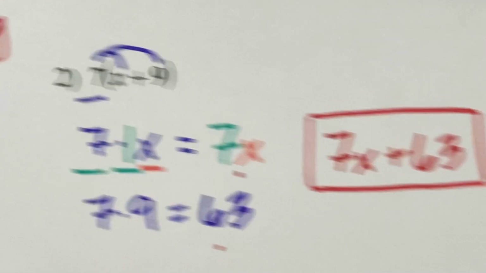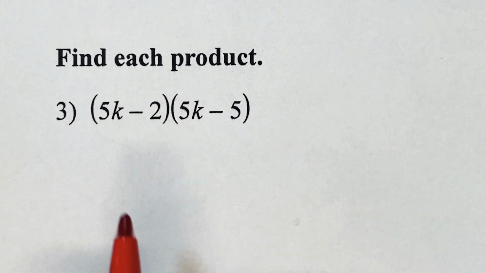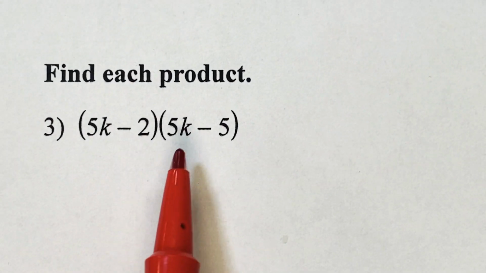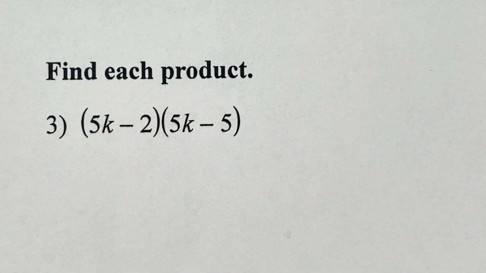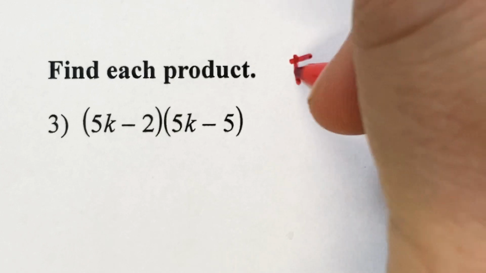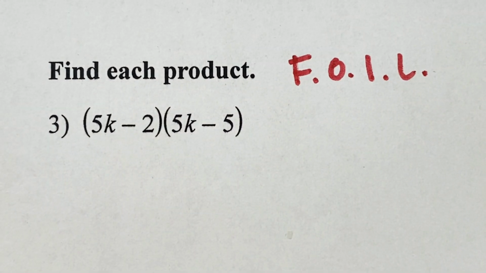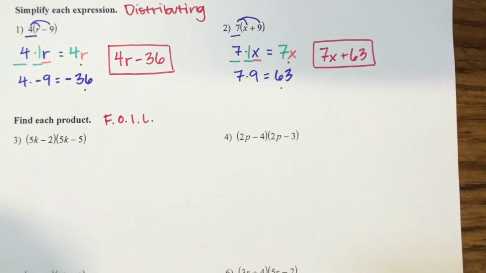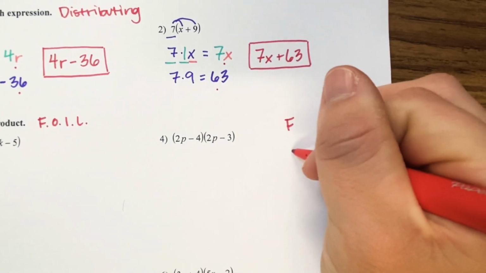Okay, so on 1 and 2 we were distributing. These guys were actually multiplying binomials. You see how we have a binomial here, 2 terms, and a binomial there, 2 terms. So we've talked about 2 different ways to multiply these binomials. So the first way is FOIL. And let's go ahead on the side of our paper like we've been doing. Let's write out what FOIL stands for. F-O-I-L.